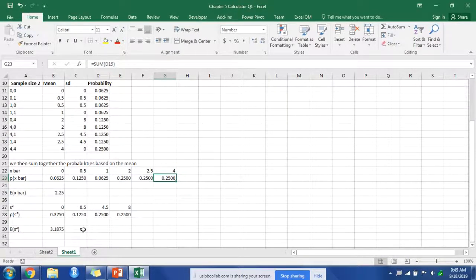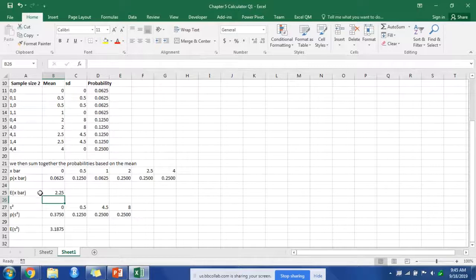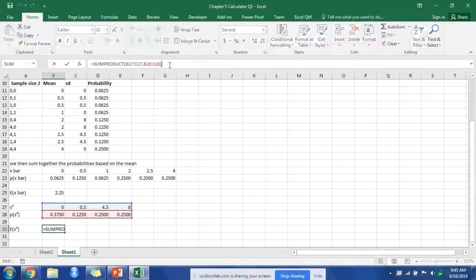Very similarly, the standard deviation is the second thing that's calculated. It will find the values, put them in ascending order, and then sum up the probabilities for each of those values. Finally, it will do a sumproduct of the sample means and their probabilities to give you the expectation of our sample mean, and the same thing with the expectation of our sample variance.